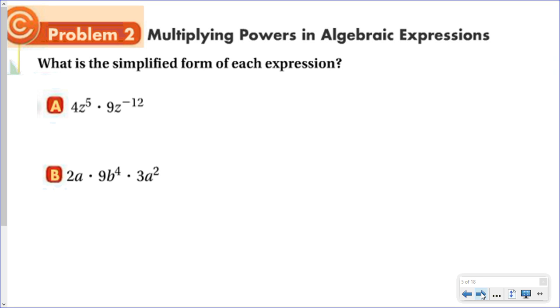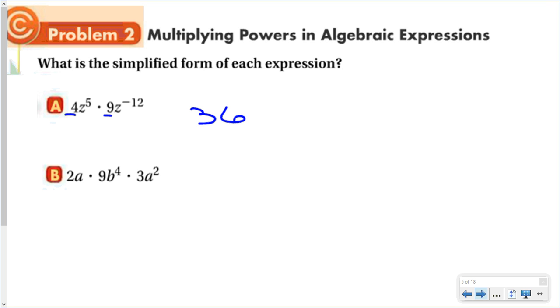Okay, a little bit different here. Now, keep in mind, if you're looking to multiply everything, the 4 and the 9 are coefficients. We're just going to multiply 4 and 9. 4 times 9 is 36.